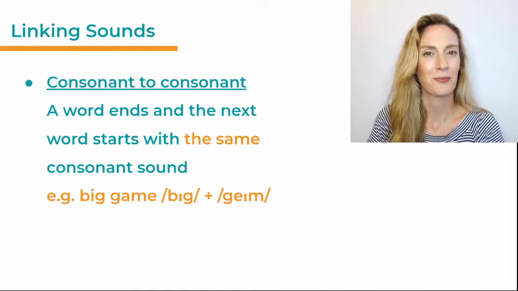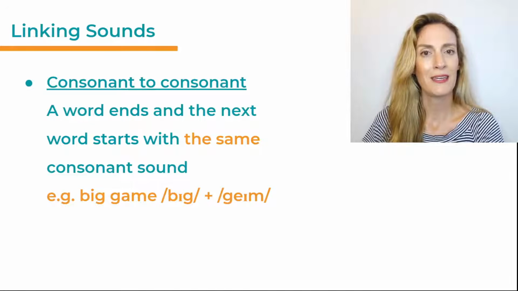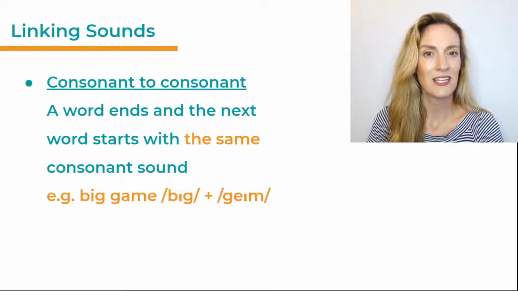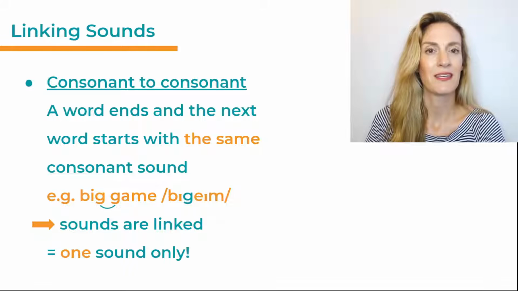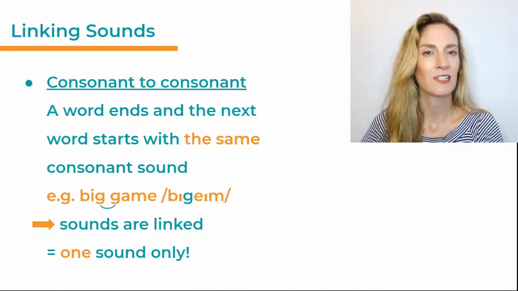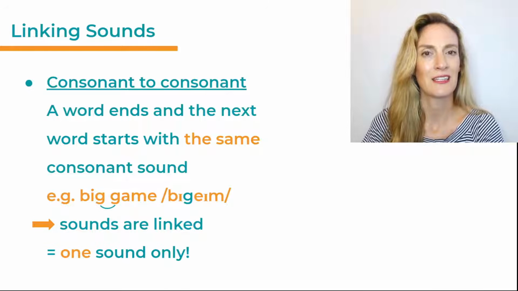Here is an example. Big game. Big ends in the consonant g, and game starts with the same consonant g. So big and game set together next to one another become big game, big game. It was a really big game. There's only one g sound.